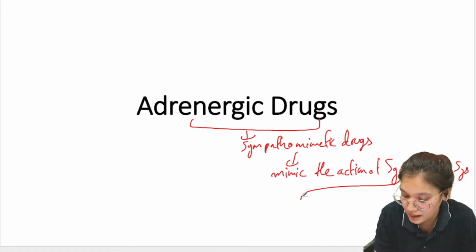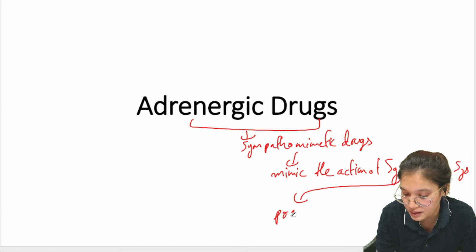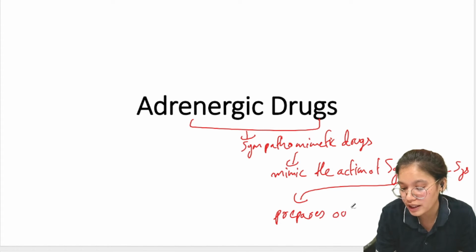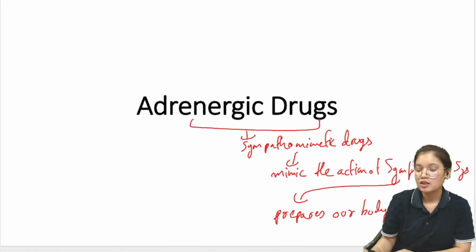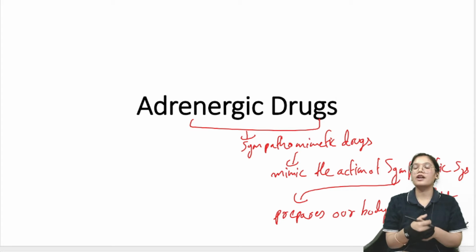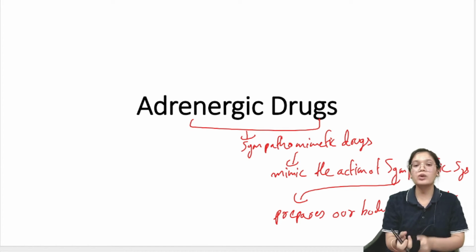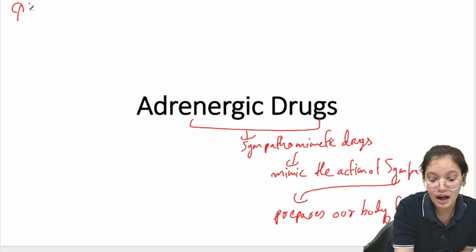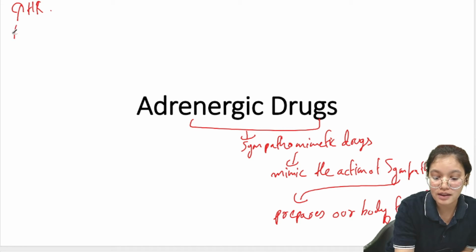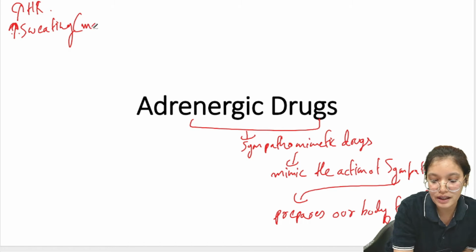So what is the sympathetic system? It basically prepares our body for the fight and flight condition. Whenever our body faces stress, our adrenergic system gets activated, and due to this activation, there are various changes in our body, like the heart rate increases and the sweating also increases. So why does sweating increase? It helps in maintaining the body temperature.